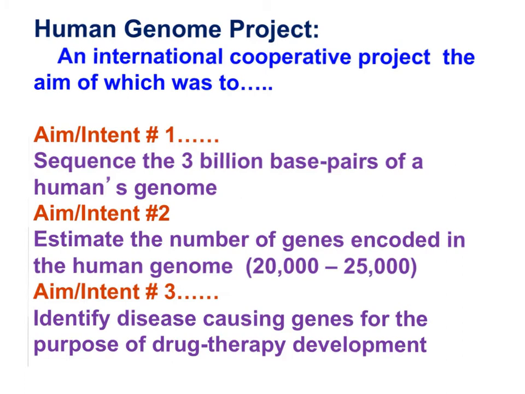The first aim of the Human Genome Project was to sequence the 3 billion base pairs of a human's genome. The second aim was to estimate the number of genes encoded in the human genome. We now know that the number of genes is somewhere between 20,000 and 25,000. And the third aim was to identify disease-causing genes for the purpose of drug therapy development.